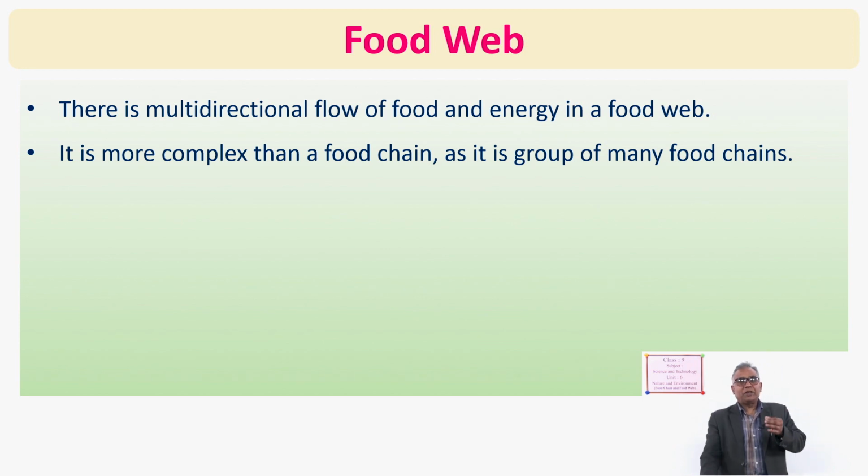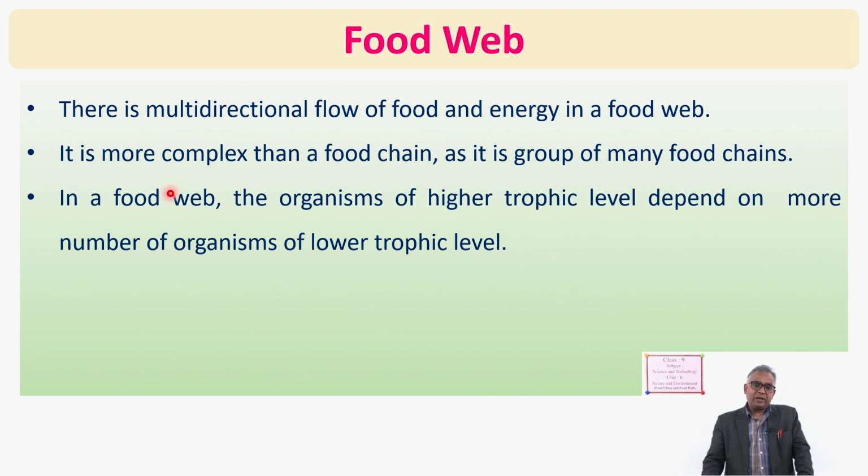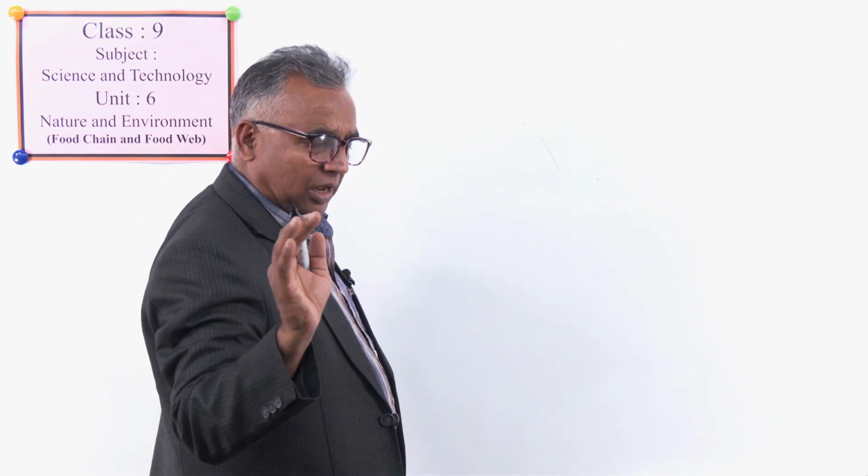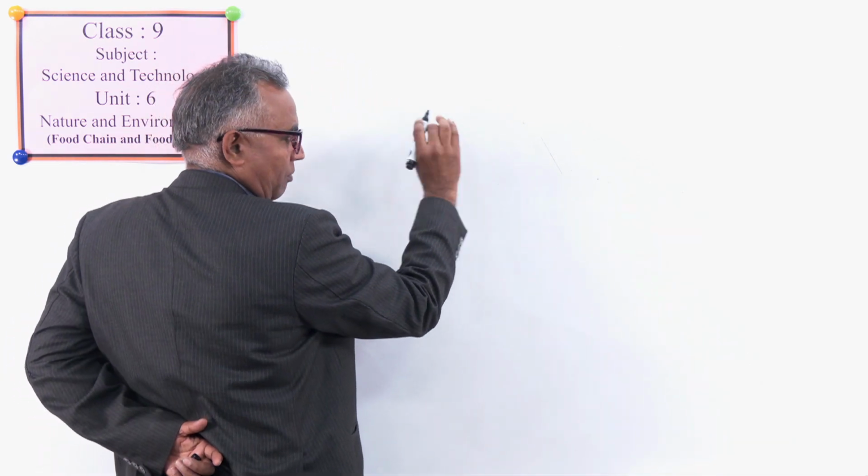food chain is unit of food web, or you can say food web is combined form of number of food chains, meaning is same, just in different way you can understand. So food web is complex and food chain is simple. Next one, in a food web, the organisms of higher trophic level depend on more number of organisms of lower trophic level. So here to understand it, if here I will write name of organisms.